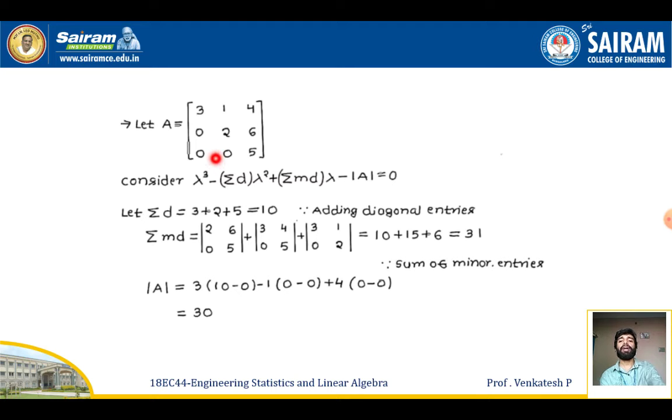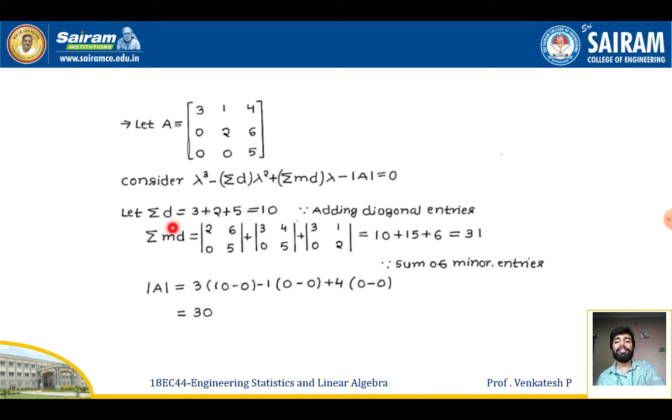Since it is a 3 cross 3 matrix, take the equation lambda cube minus (summation d) lambda square plus (summation md) lambda minus determinant A is equal to 0. Find all the values now. First I'm going to find summation d. Summation d means adding all the diagonal entries. So that is 3 plus 2 plus 5, so the answer will be 10.